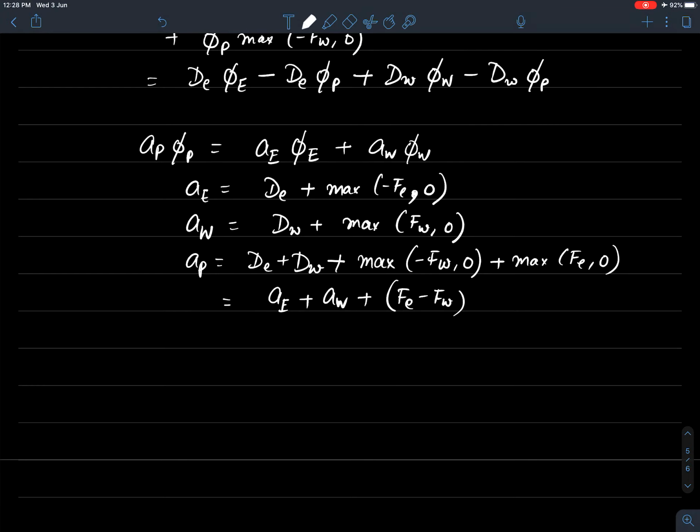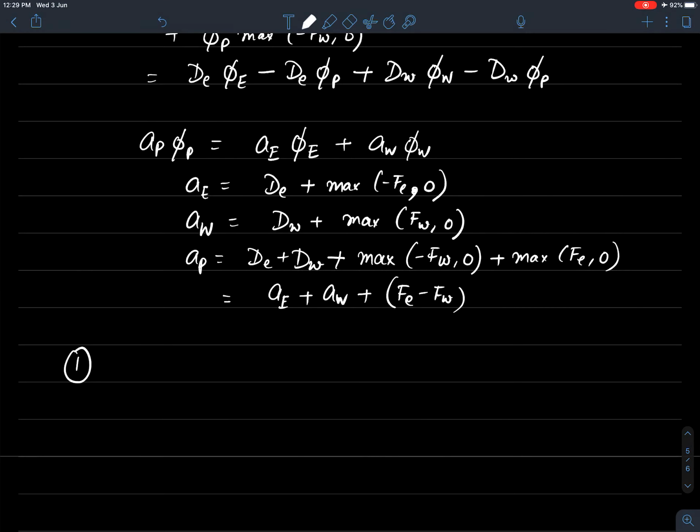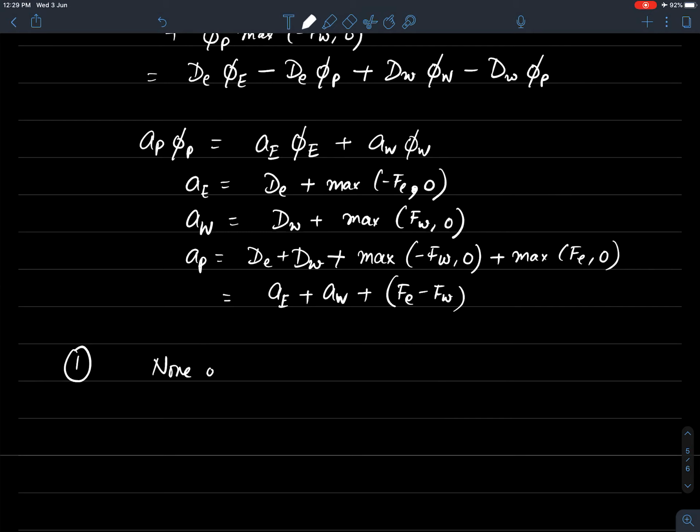Now there are some things that you should notice here, and how the upwind difference basically eliminates the negative coefficients. The first thing that you should notice here is that none of the coefficients are negative or can be negative.